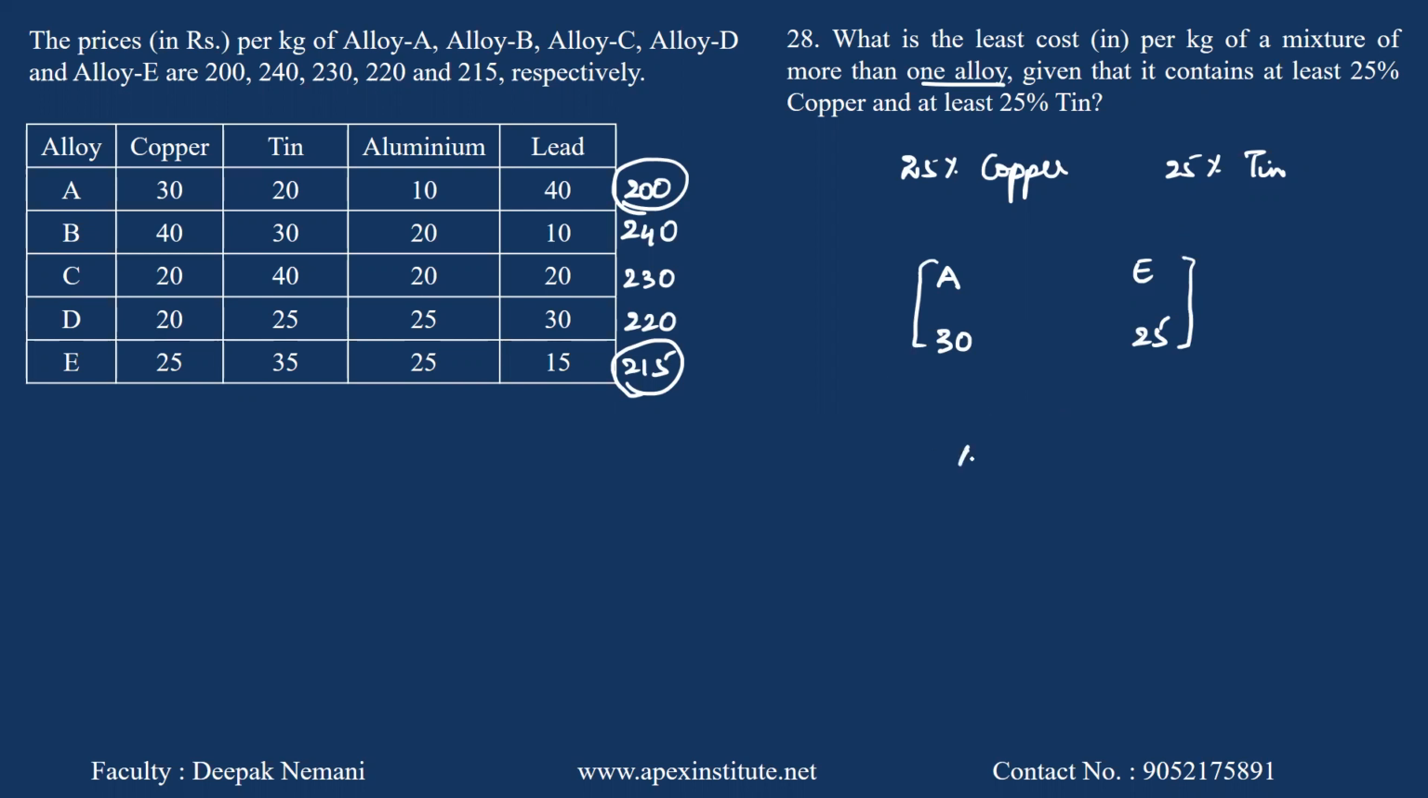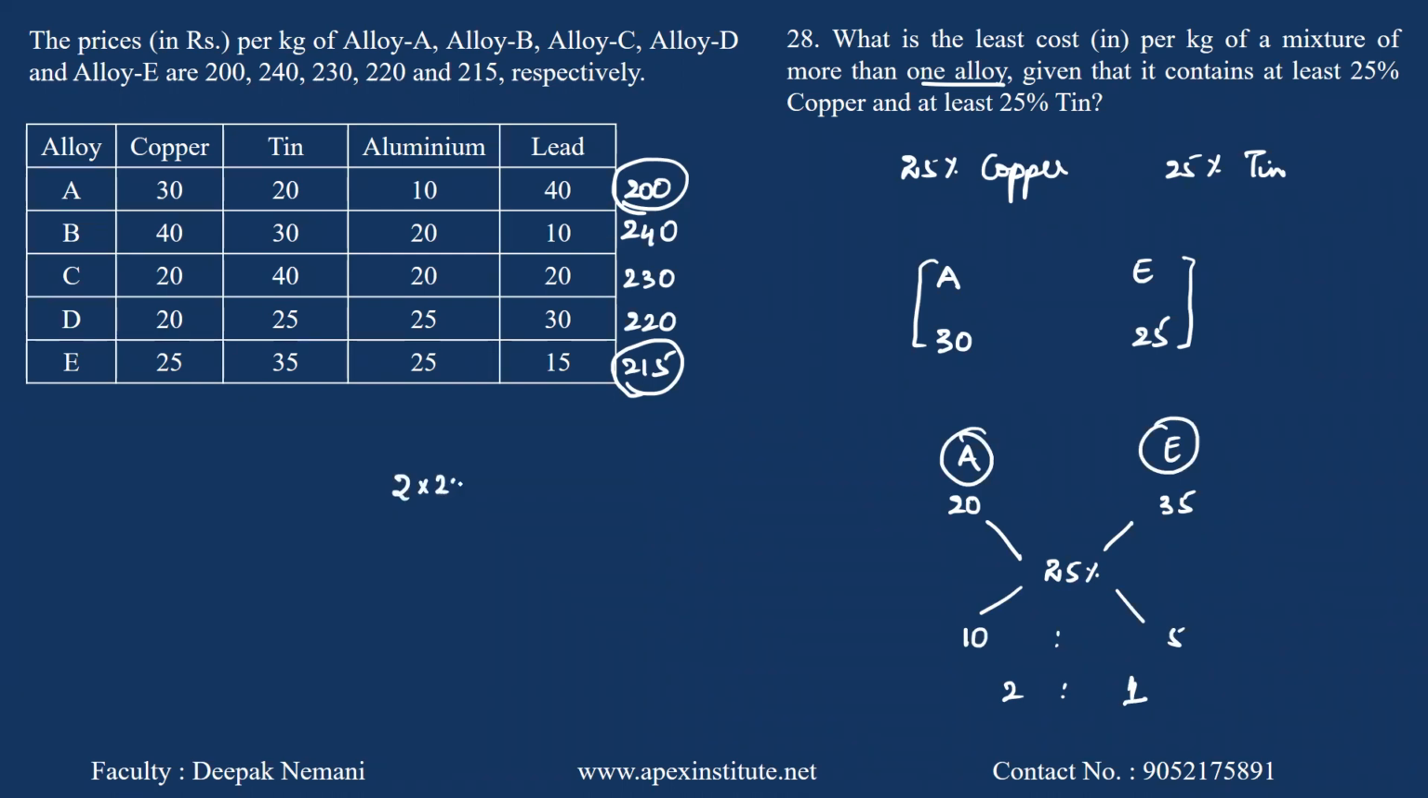Now coming to tin. Now A has 20% of tin and E has 35% of tin. Okay, so in order to have 25% in the resultant mixture, they should be mixed in the ratio, this is 10 and this is 5. 10 is to 5, nothing but 2 is to 1. So let us consider 2 kgs of alloy A and 1 kg of alloy E.